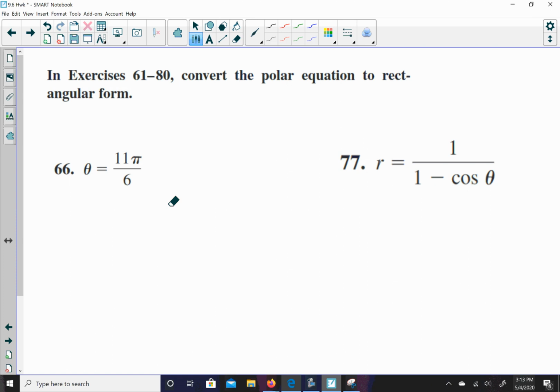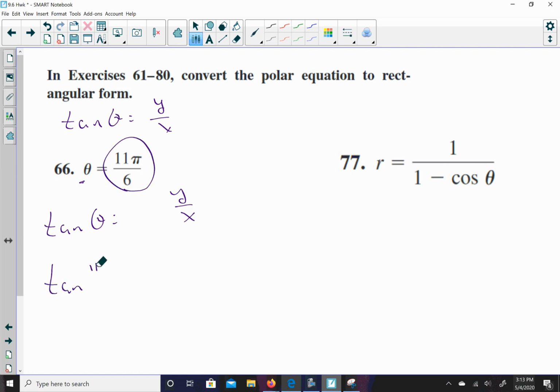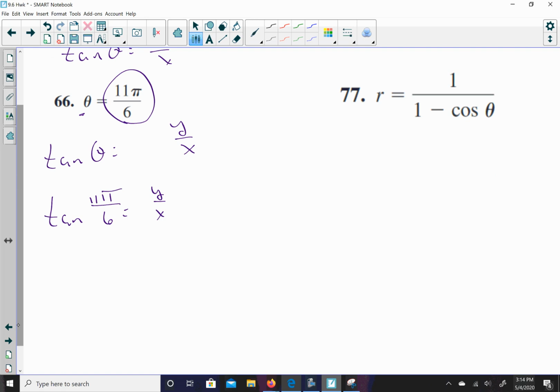So here I have theta is equal to 11 pi over 6. So I remember that tangent of theta is equal to y over x. So what I'm going to do is I'm going to say, well, the tangent of this angle, the tangent of theta, is going to equal y over x. So this angle is 11 pi over 6. So I'm going to say the tangent of 11 pi over 6 is equal to y over x. Okay, well, the tangent of 11 pi over 6, I don't remember that off the top of my head, but I do remember my unit circle. And I remember that the sine, remember it's sine over cosine for tangent.